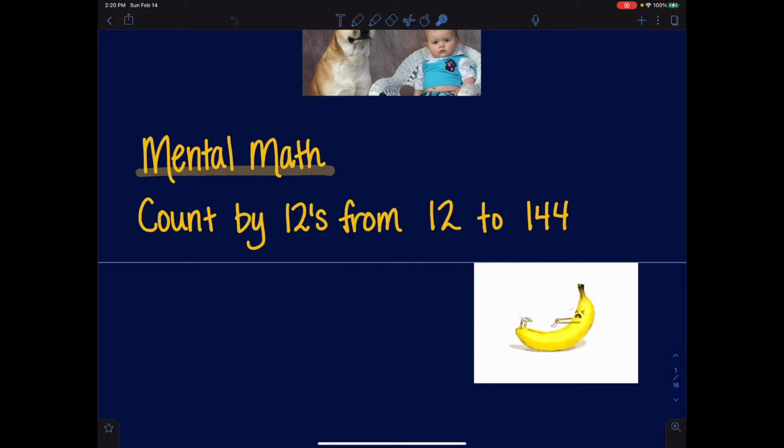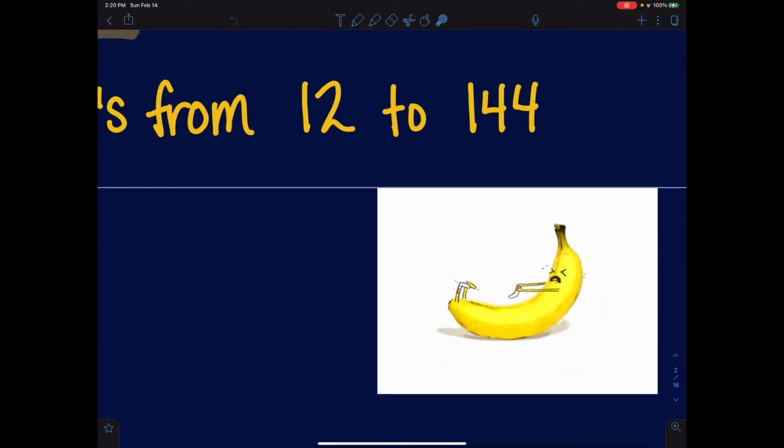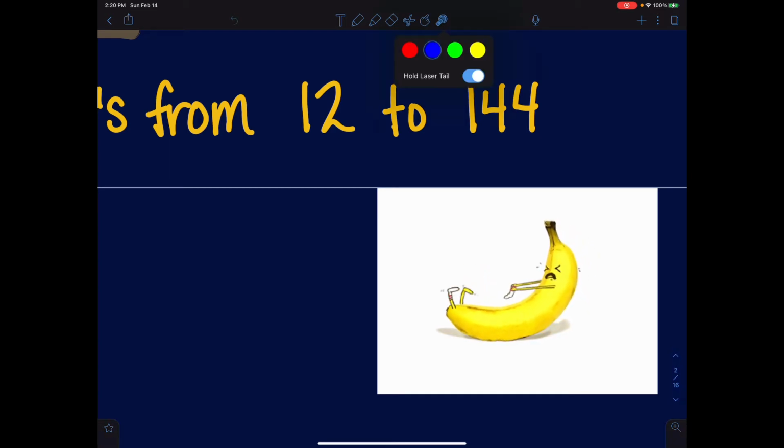Okay, so let's go on to the rest of mental math. First, we're going to count by 12s from 12 to 44. Okay, so all you're going to do is remember your 12 times tables. We're going to do 12 times 1 and then 12 times 2 and then go from there, okay? And while we're doing it, we're going to count those sit-ups for that banana. Oh, I just noticed he's not doing sit-ups. He's just trying to put his sock on. Poor little banana. All right, here we go.